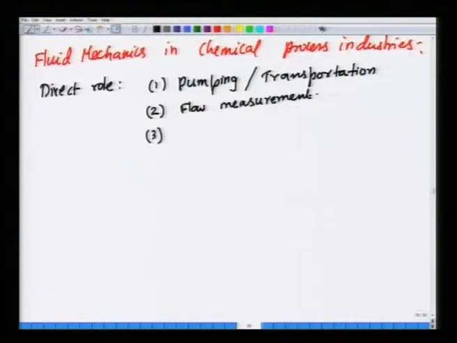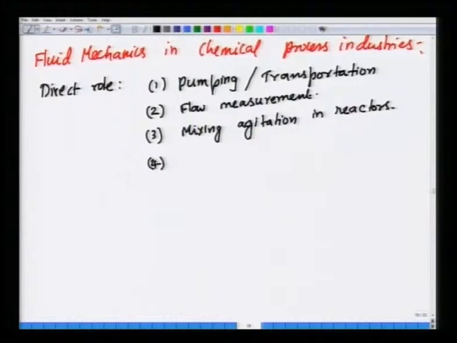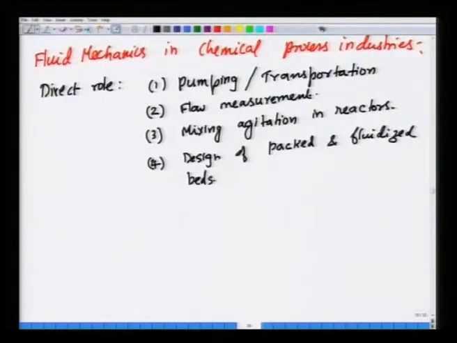Thirdly, we saw mixing and agitation in reactors, in chemical reactors. Fourthly, we saw the design of packed and fluidized beds. These are some examples where fluid mechanics plays a direct role in the design of chemical process equipment as well as various unit operations that involve in detail the nature of fluid flow.